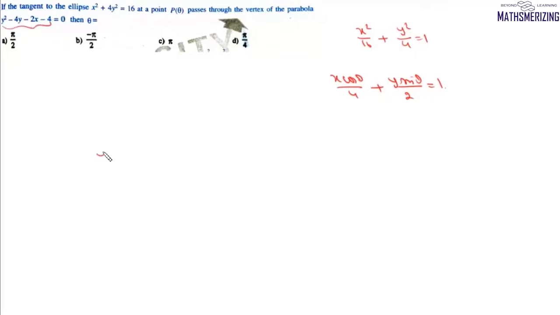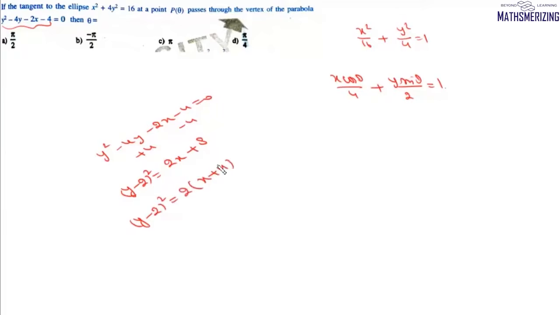So we can write this parabola as y square minus 4y minus 2x minus 4 equals to 0. So we'll add 4 and we'll subtract 4. We can write y minus 2 whole square, and it is equal to 2x plus 8. So this equation is y minus 2 square, and this is 2x plus 4. Now we'll compare it to the standard equation, which is capital Y square equals 4a capital X. So capital Y is y minus 2, capital X is x plus 4, and the value of a is 1 by 2.